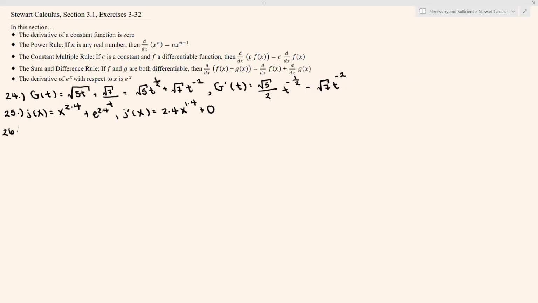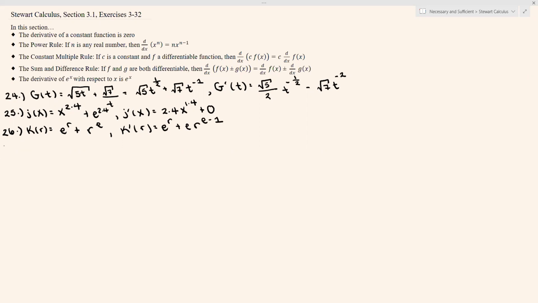Let's try problem 26. We have k of r is equal to e to the r plus r to the e. So k prime of r is equal to, well, the derivative of e to the r with respect to r is still e to the r. And derivative of r to the power of e, remember e by itself like this is just a number. So this is plus e r to the power of e minus 1.